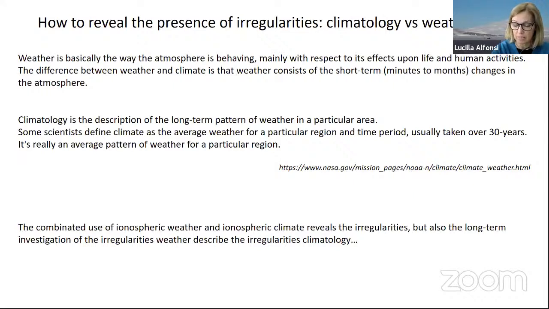This combined use of ionospheric weather and ionospheric climate can help a lot in revealing the irregularities. But we have to keep in mind that we also have a climatology, so a long-term investigation of the irregularities, because we can recognize some recurrent features in the weather of the irregularities that we can describe as the irregularities climatology. So the concept is not so straightforward, and there is this dualism, this twofold approach of the climatology versus weather.